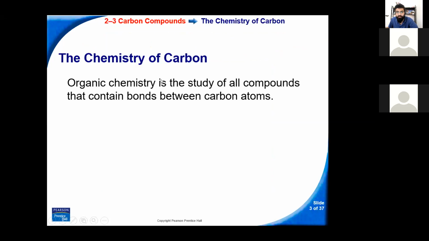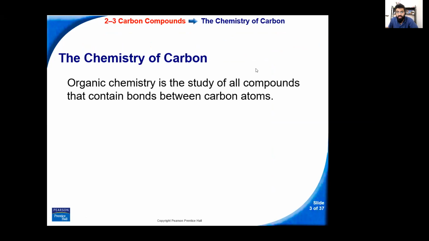We are studying in this chapter the chemistry of life, and organic chemistry is the study of all compounds that contain bonds between carbon atoms. Studying these compounds is important to understand how the cell works, so we need to understand the structure of these compounds. Is it clear till now for all? If not, raise your hand.